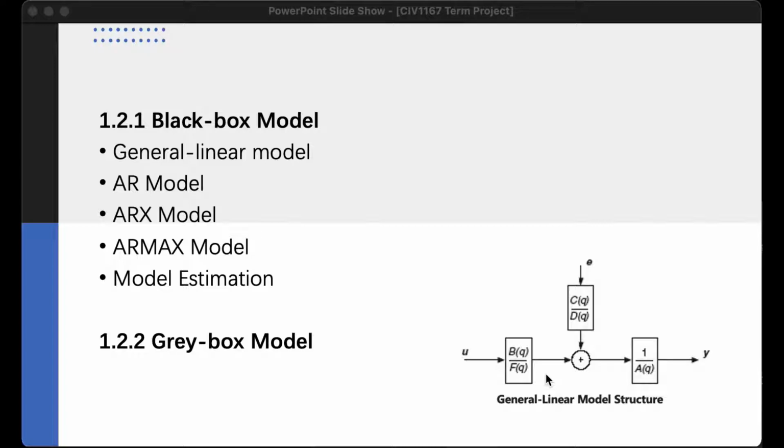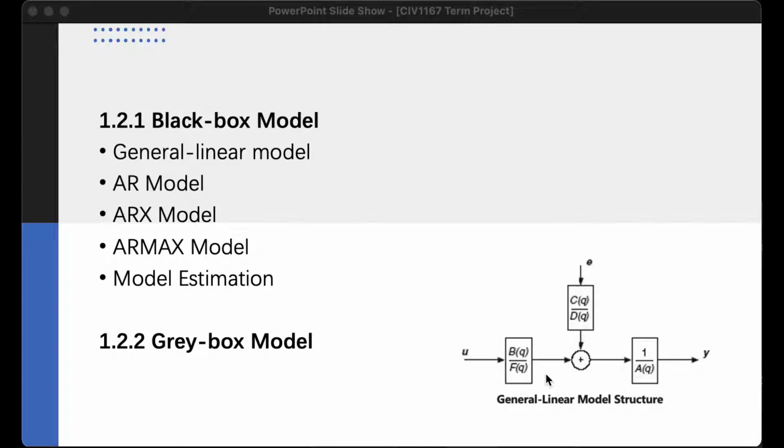Simpler models that are a subset of the general linear model structures are possible. By setting one or more of the polynomials equal to 1, it can create these simpler models, such as ARX, ARMAX, Box-Jenkins, and output error structures. Each of these methods has its own advantages and disadvantages, and is commonly used in real-world applications.